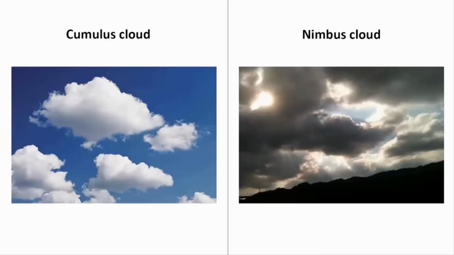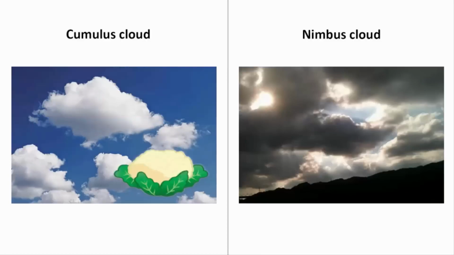Cumulus clouds are fluffy like cotton, but then they have a flat base. It looks as if a piece of cotton is floating in the air. Their color ranges from white to light grey. And if you look at it carefully, somehow it also looks like a cauliflower. On the other hand, nimbus clouds are black or dark grey in color.